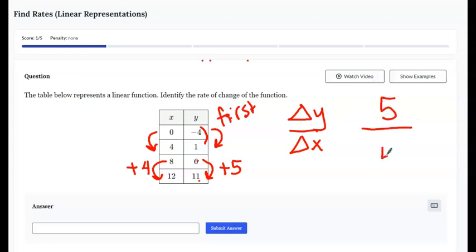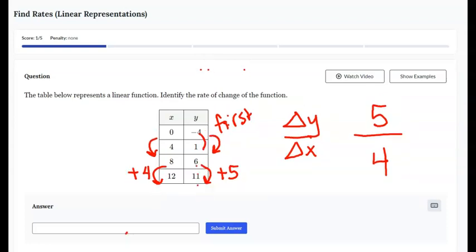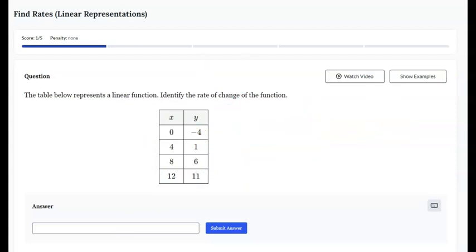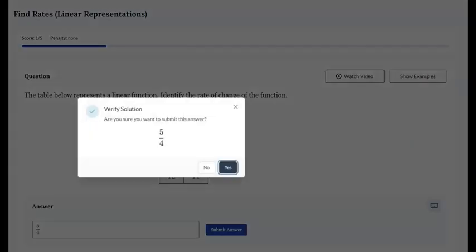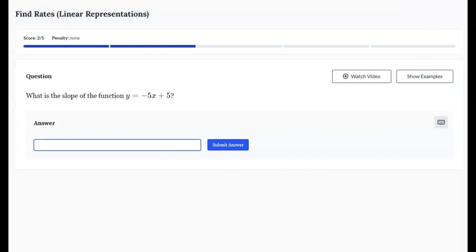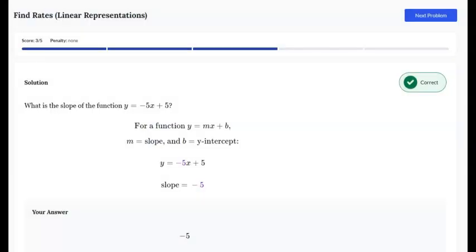The y pattern over the x pattern. So 5 over 4 is going to be your solution. So let's type that in the answer box here. 5 over 4. All right, this one is the third type of format you can be asked. And when you are in y equals form, you're simply looking for the coefficient of x. So we're going to type -5 in here, and we'll be done.